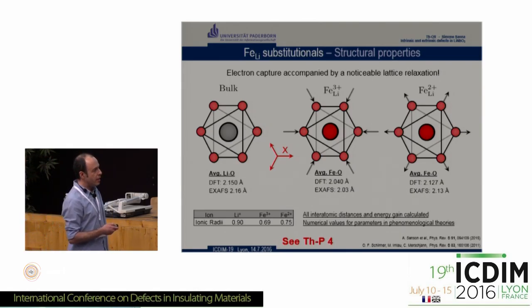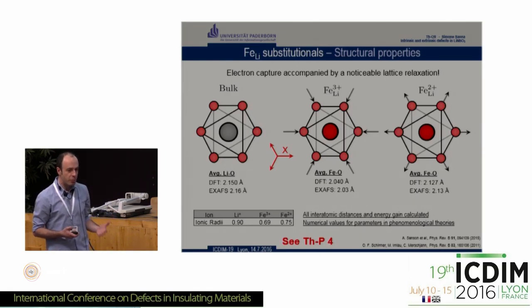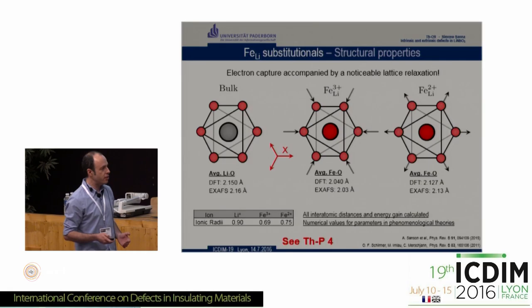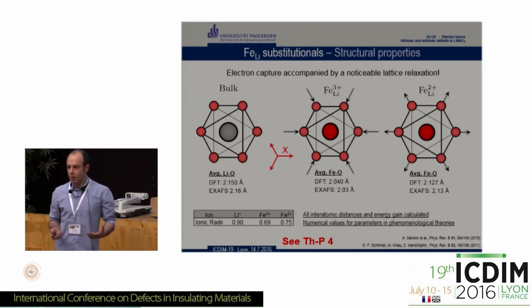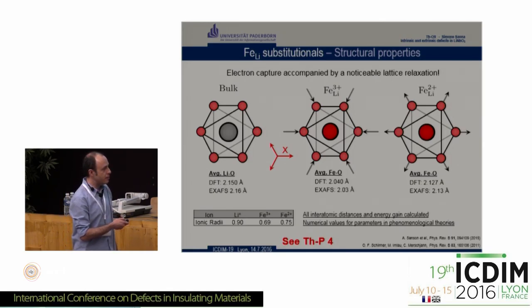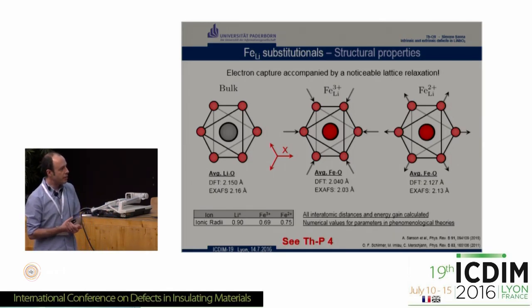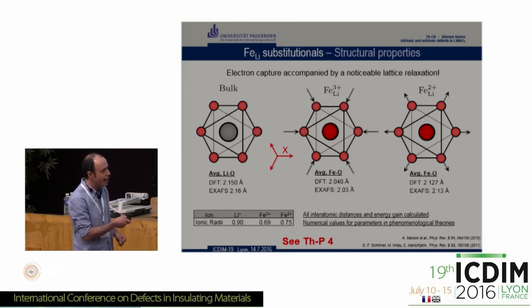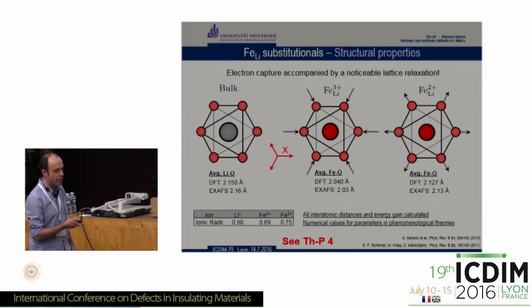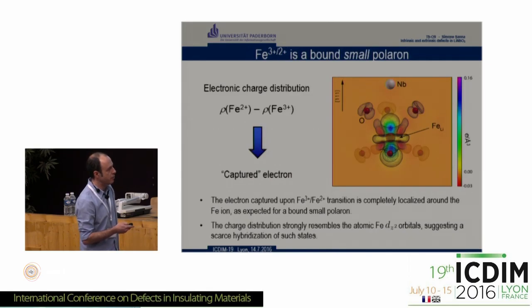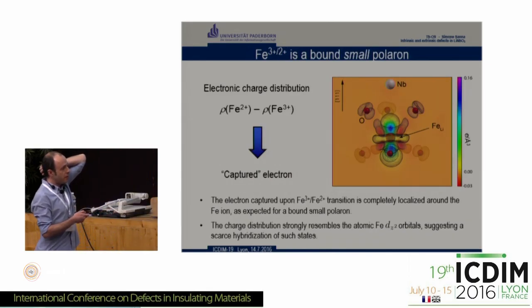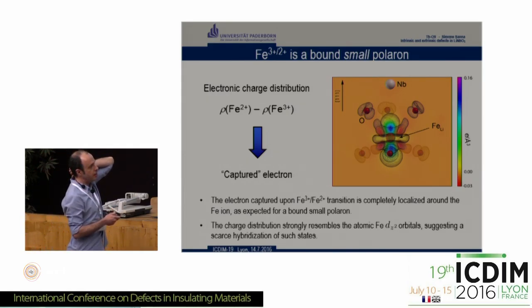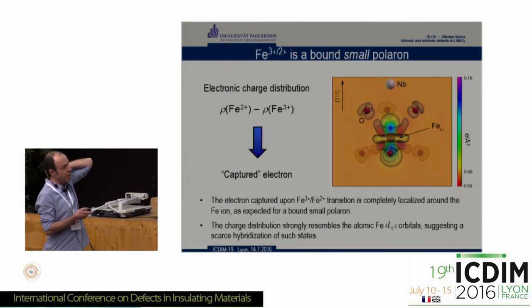Those are the calculations I have done. This shrinking of the oxygen cage, of course, mirrors the ionic radius of the species. When the system captures an electron, the average oxygen-iron distance increases by 0.1 angstrom, which is quite a large value just for a charge transition. And it is not an artifact of our theory. It has been measured by EXAFS in the group of Marco Bazzani in Padua. If you are interested in the details of the EXAFS measurement, which is, by the way, in excellent agreement with our calculation, please have a look at the poster this afternoon.